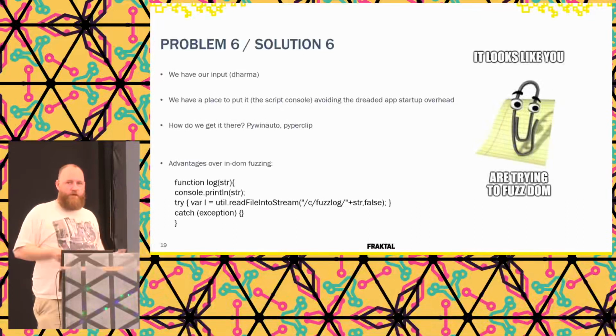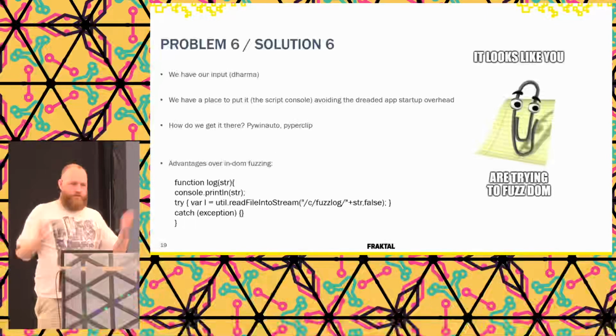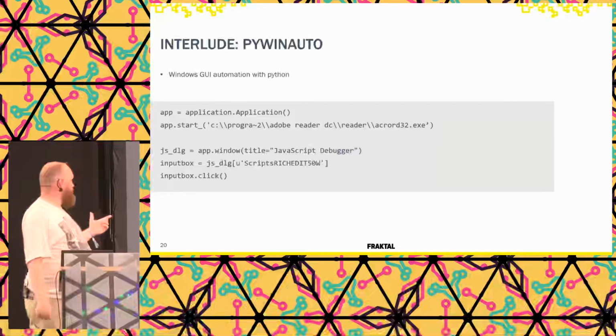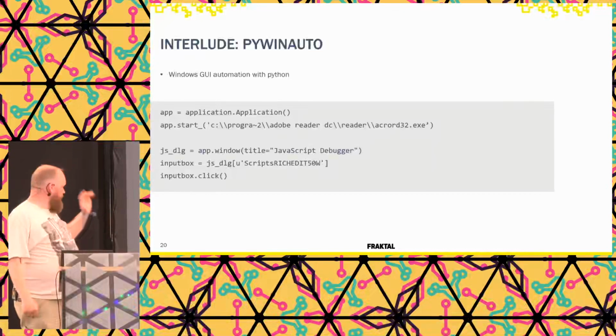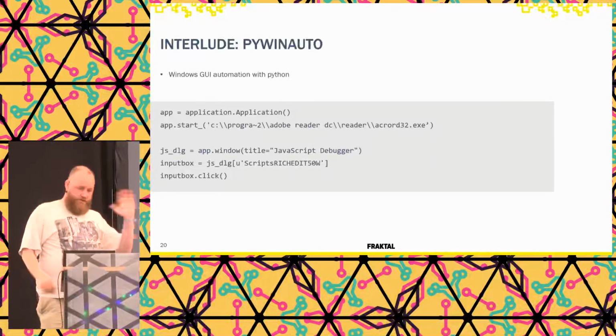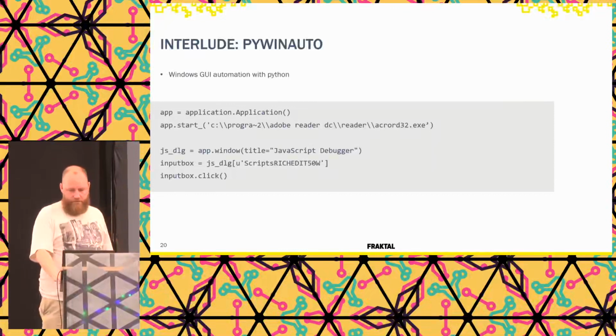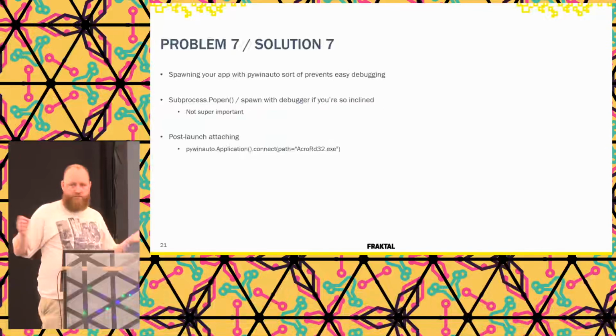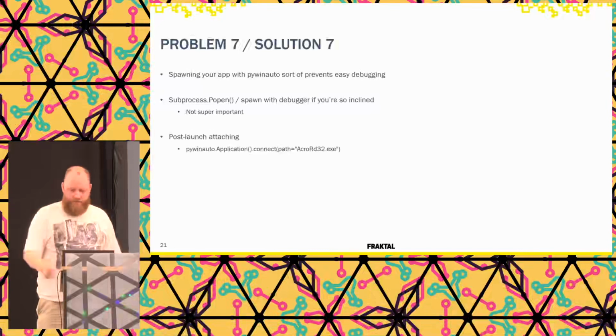Because then all of a sudden, rand is no longer a function because you've destroyed it with your fuzzer, so not very good. So for the GUI automation, PyWinAuto, fantastic. You can write some Python code. You can attach to binaries. You can find the dialogues you need and just make it click all the buttons and do all the things. If you spawn it with PyWinAuto, it prevents easy debugging, but the solution is just to not spawn it with PyWinAuto. You can just attach afterwards with the PyWinAuto application connect, right?